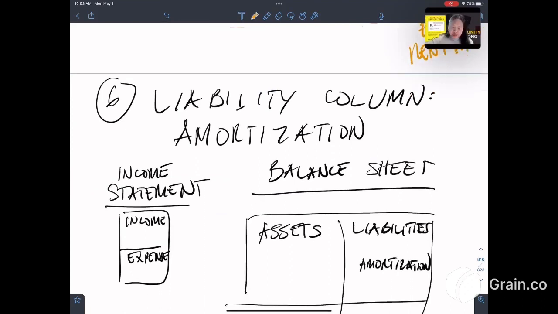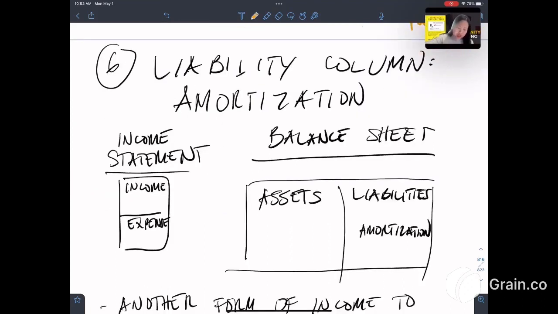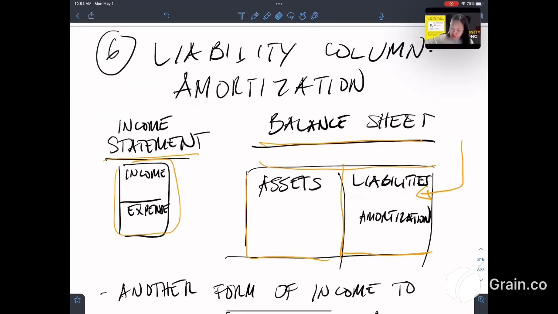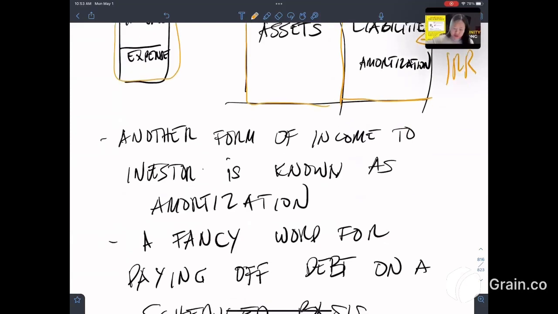The 6th lesson, liability column, which is the amortization. Again, we go back to the income statement. You have the income and the expense, and the balance sheet, where you have the assets and the liabilities. And now we're going to talk about the liability column, which is amortization. Amortization comes up when we talk about IRR, or internal rate of return.